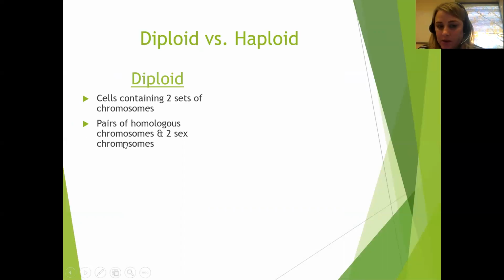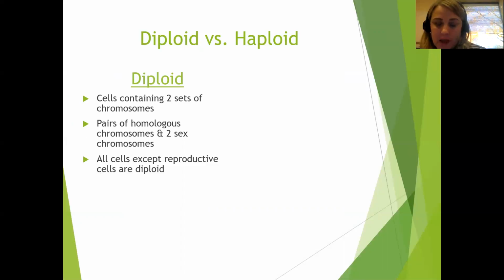Now when we say this, we're talking specifically about humans. So 22 pairs of homologous chromosomes, 2 sex chromosomes for a total of 46. All cells in your body are diploid with the exception of reproductive cells, so sperm and egg. So every single cell in your body is going to be diploid except if you're male, sperm, and if you're female, your eggs. And the abbreviation for diploid is 2N. So it's just saying 2 sets of those chromosomes.